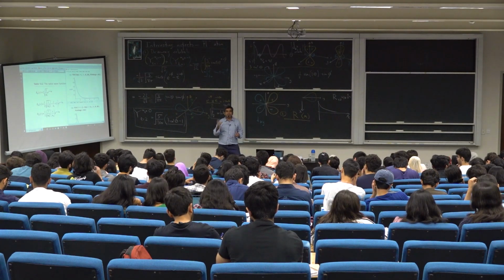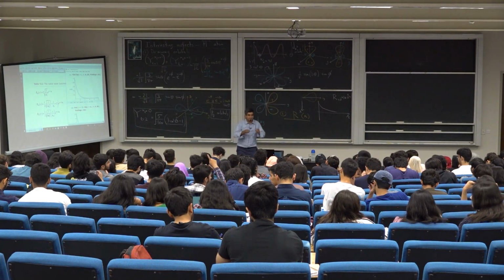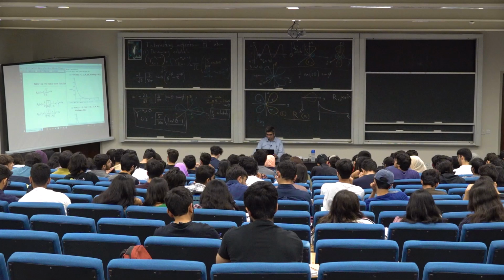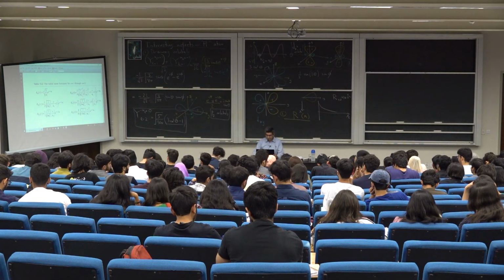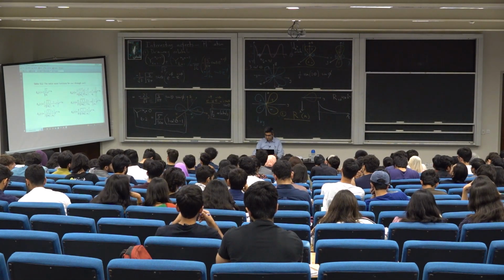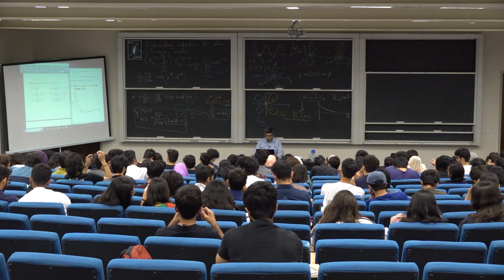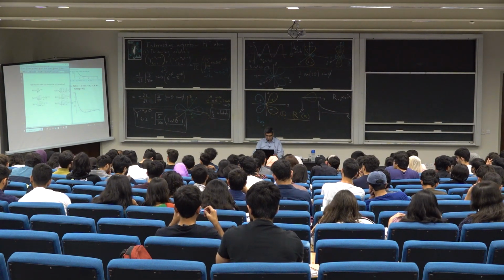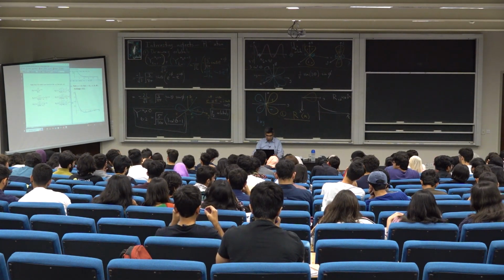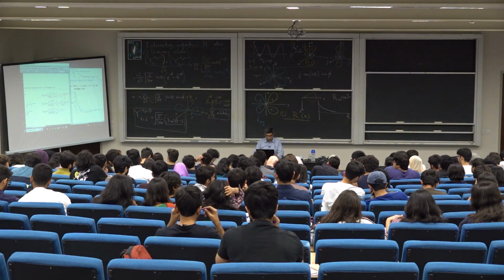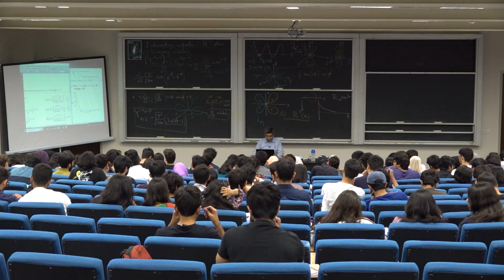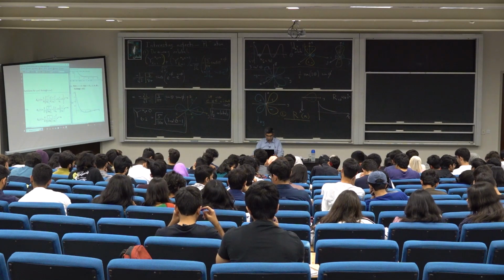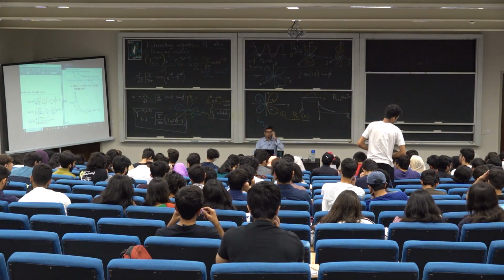Let me now draw a 3s orbital. For a 3s orbital, I look at the wave function. So I'm going to plot the 3s wave function.